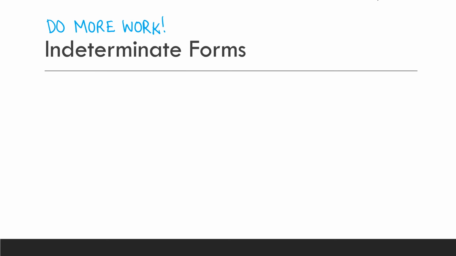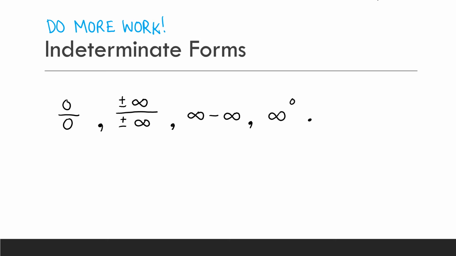So if you see a 0 over 0, a positive or negative infinity over a positive or negative infinity, an infinity minus infinity, an infinity to the 0 power, or a 0 to the infinite power, you need to do more work. The first 3 of these we'll be working with in this section. However, the last 2, these exponential indeterminate forms, we'll be working on later in the course.